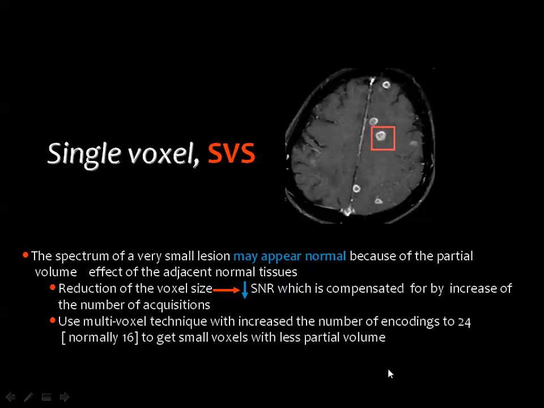How do we overcome this problem? If you decrease the size of the voxel, you will decrease the signal to noise ratio, and you will need an increased number of acquisitions. An alternative is to use the multivoxel technique, which uses at least 16 voxels, and I will show it to you. Then you can sample the pathology and the adjacent brain tissue, and the size of the voxel in the multivoxel technique is reduced to half, one by one by one.